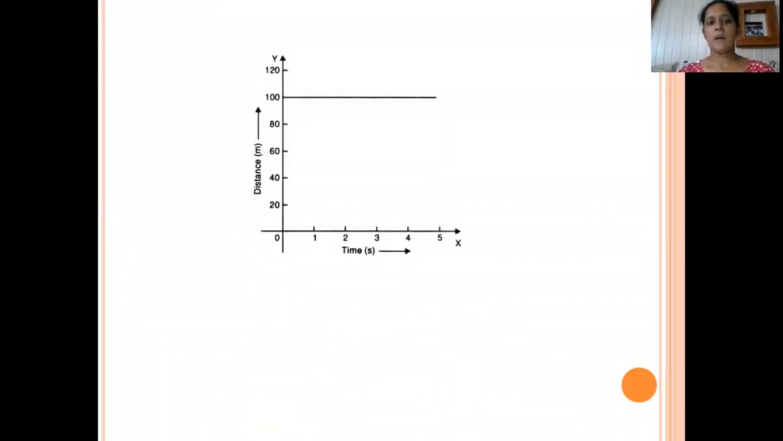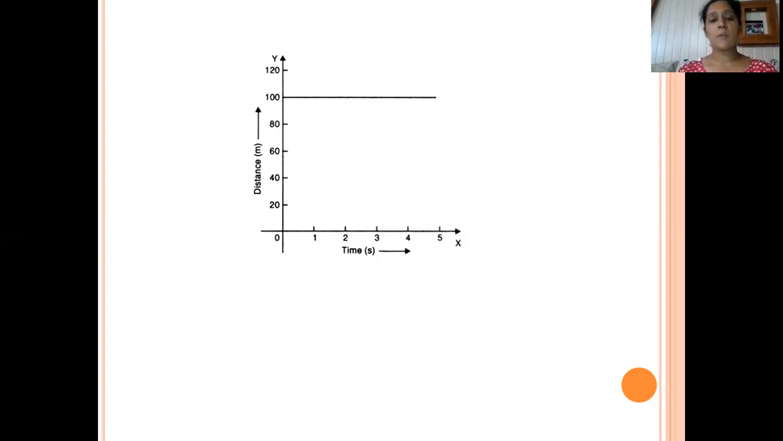Now, in this graph, the line parallel to the time axis is a straight line, and it represents that with respect to time, there is no change in the distance. As you can see in the graph, at the point of origin, the distance of a body is 100 meter. Then after 1 second, it is again 100 meter. After 2 seconds, again it is 100 meter. And as the time goes on, the distance remains the same.